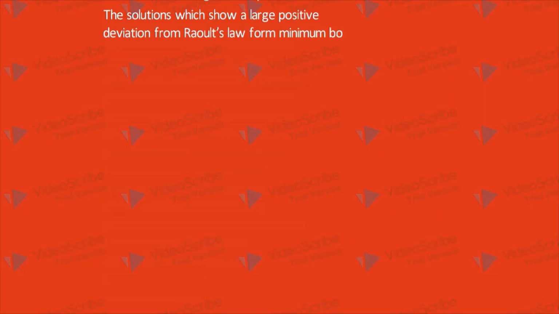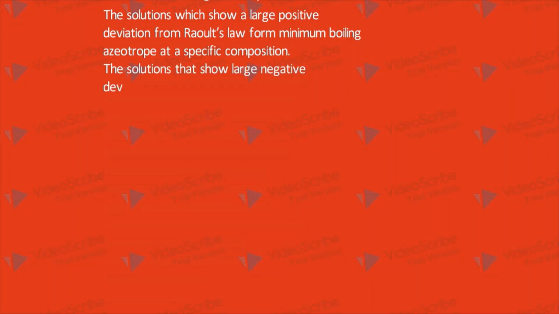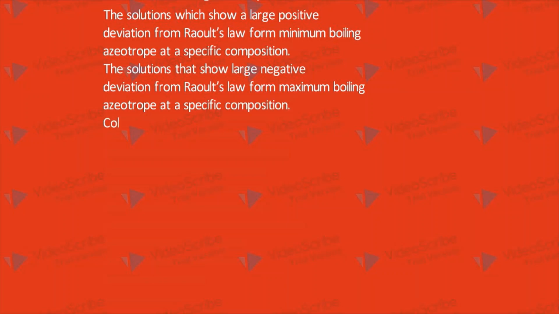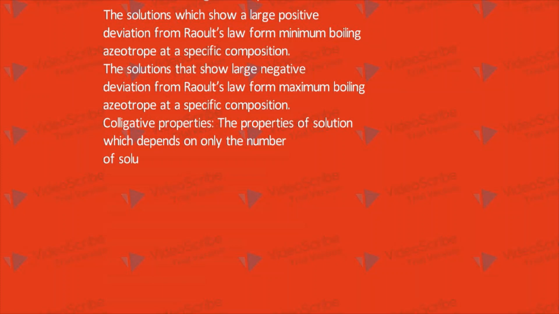The solutions which show a large positive deviation from Raoult's law form minimum boiling azeotrope at a specific composition. The solutions that show large negative deviation from Raoult's law form maximum boiling azeotrope at a specific composition.